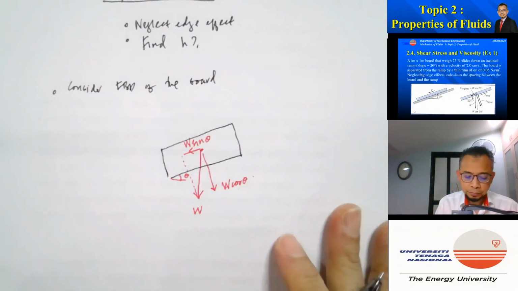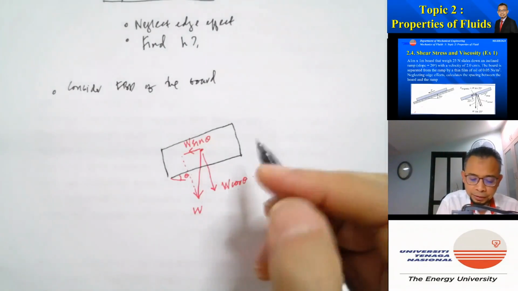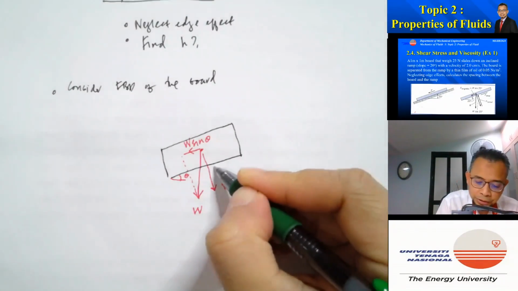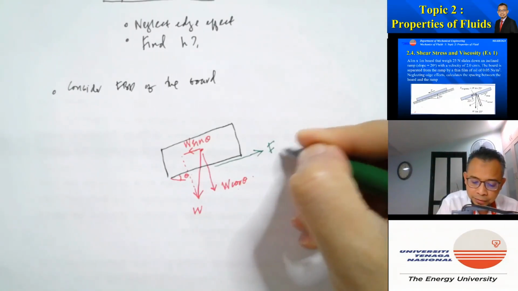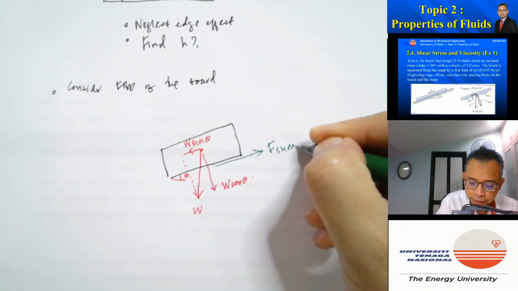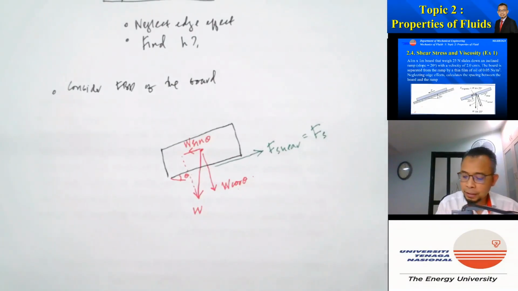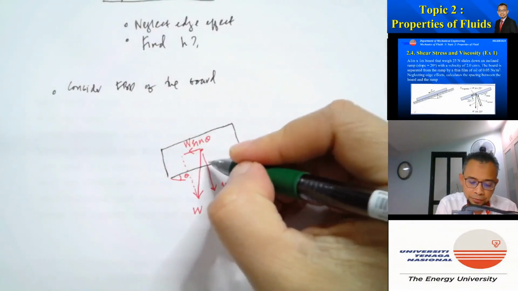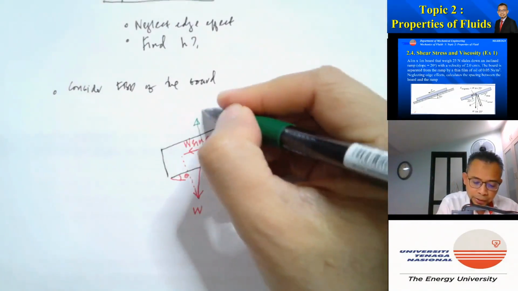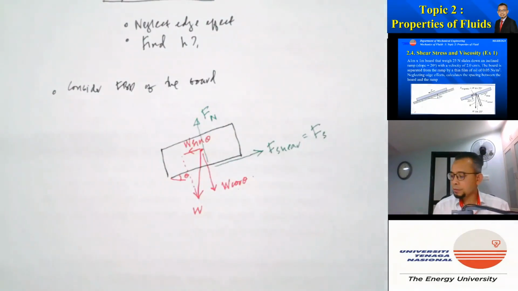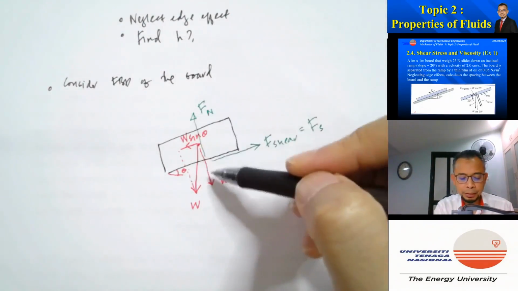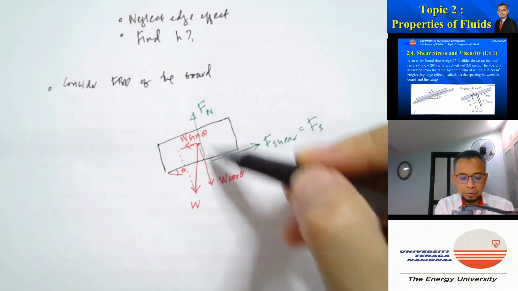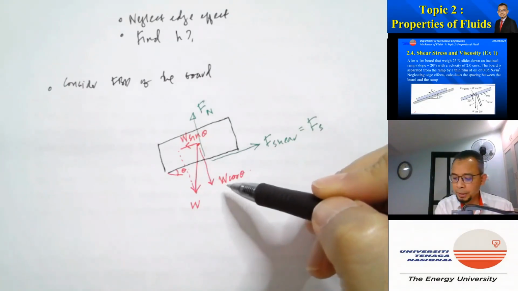Now, on the surface of the board which is touching the oil, there will be shear stress, which is trying to resist the motion. I call this F shear, so Fs. Of course, I would also have the normal force. If we balance these forces in the direction perpendicular to the ramp, F normal is equal to W cos theta, right?